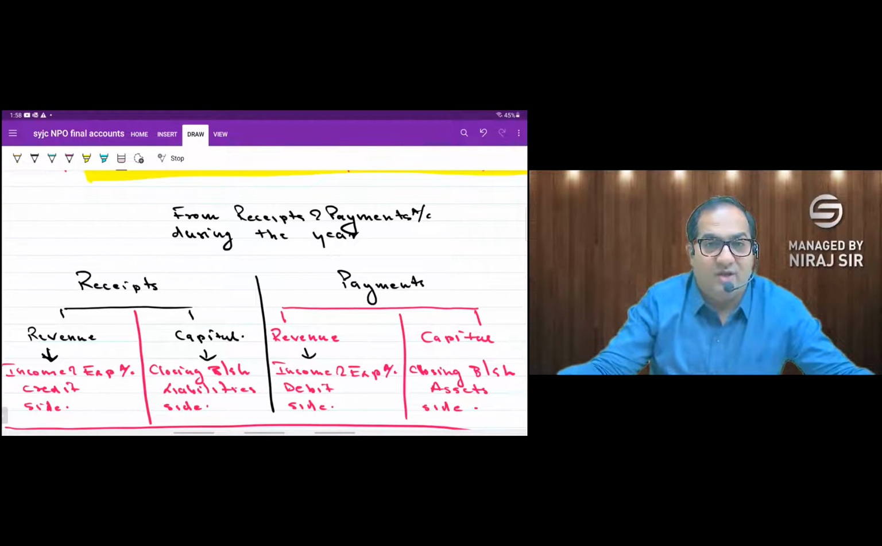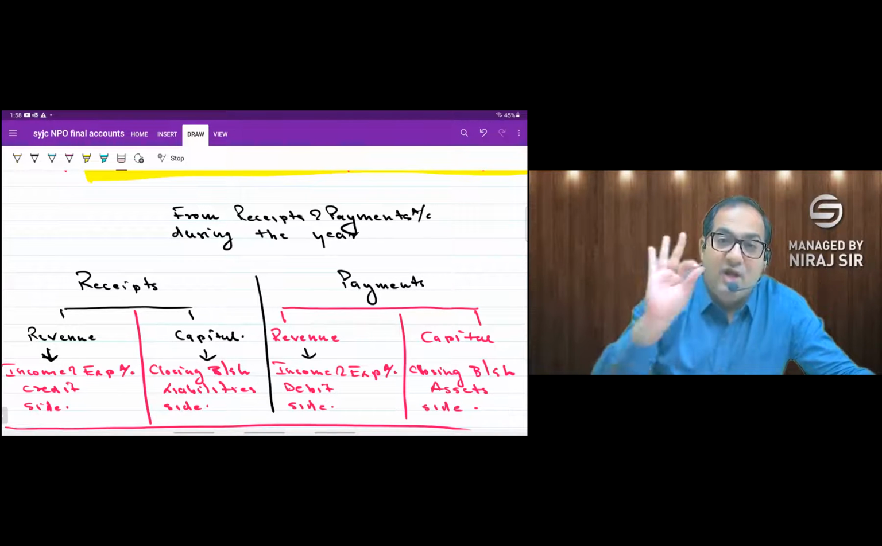Have you paid during the year? Whether it is paid for last year, current year or next year, whether it is a revenue expenditure or capital expenditure. Did you pay during the year? Yes. Record it on the payment side.